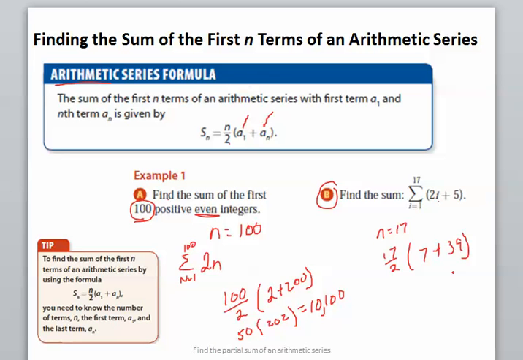So let's see what we get. 7 plus 39. Since that's in parentheses, we've got to do that first. That's equal to 46, right? So we've got 17 over 2 times 46. Well, the 2 goes into the 46 23 times. So I'm just going to have 17 times 23. 17 times 23 is going to be 391. Hope you see how that was not that difficult to do. It was just a matter of doing a little bit of mathematics there, wasn't it?